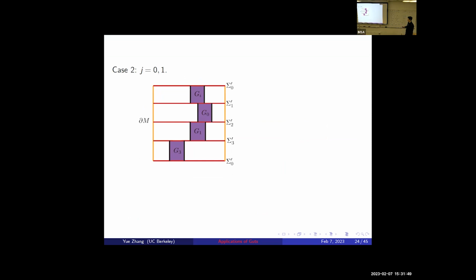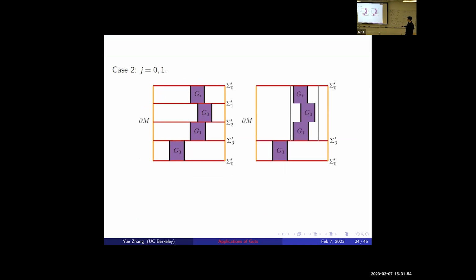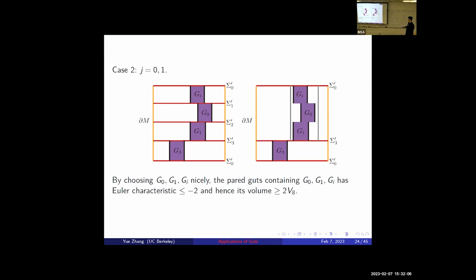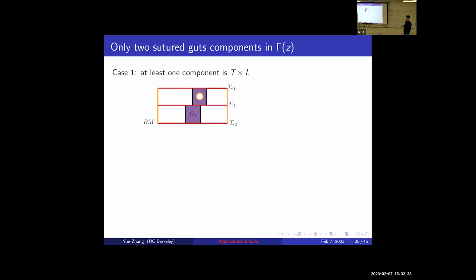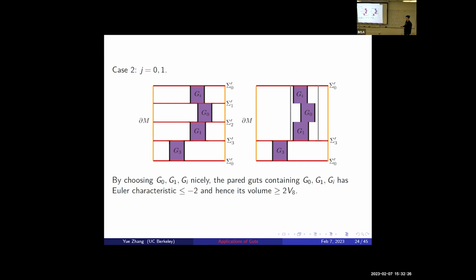So let's assume that GI intercepts G0, right? In this case, you just remove the middle surfaces, sigma 2 and sigma 1. So for these 3 guts together, you can prove that the pair guts that contain these 3 guts has Euler characteristic smaller than or equal to -2, and therefore its volume is greater than 2 V8. We will also prove the statement.